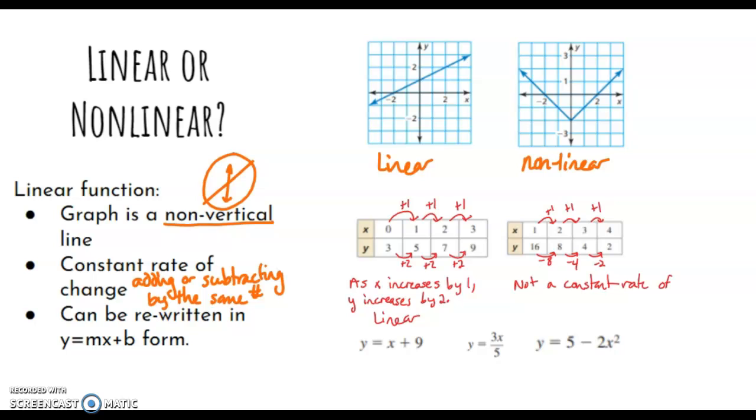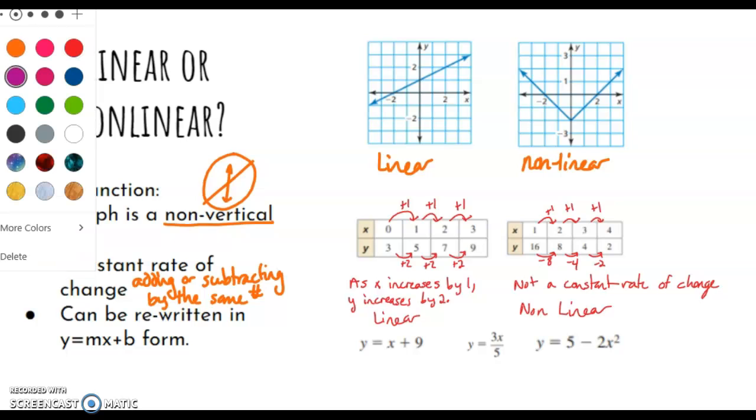Now I know it's dividing by 2. 16 divided by 2 is 8. 8 divided by 2 is 4, and so on. But we said specifically adding or subtracting. So not a constant rate of change, so it is non-linear. All right, if we look at this first equation, it is y equals x plus 9.